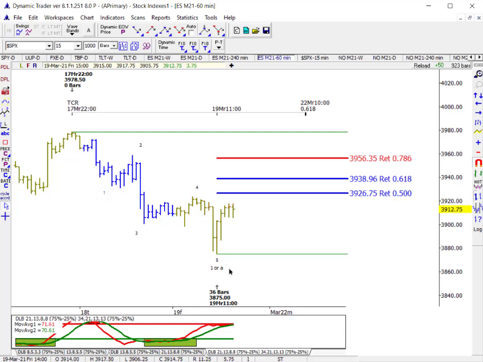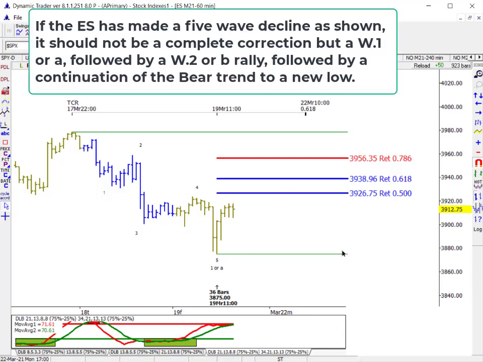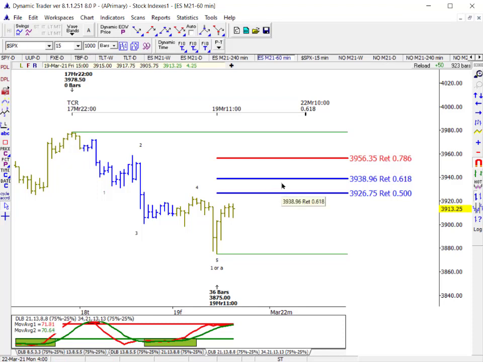It could be a wave 1 array, and we'd have a wave 2 correction, and then what would follow? Well, a continuation of the trend prior to the 2 or B correction to a new extreme. That means below Friday's low. So that's why we might want to identify the conditions to complete a correction.